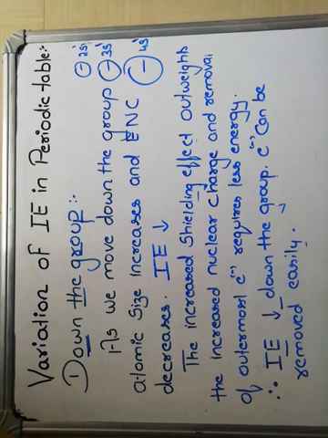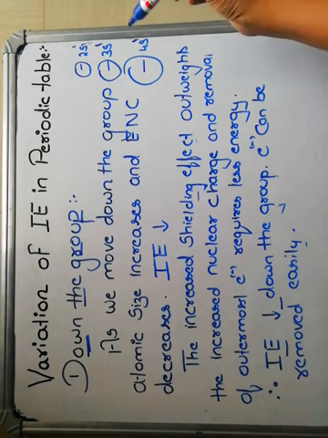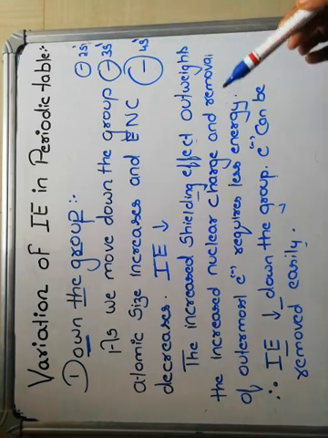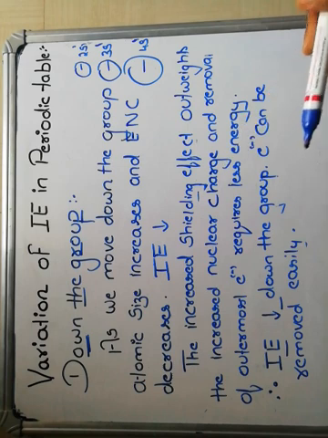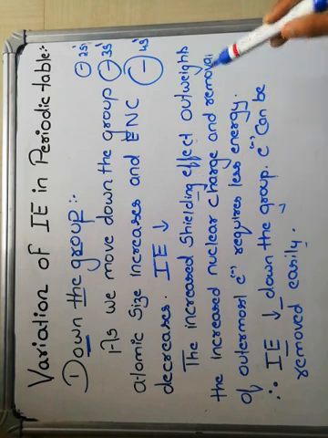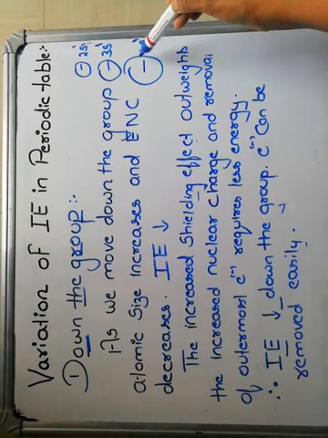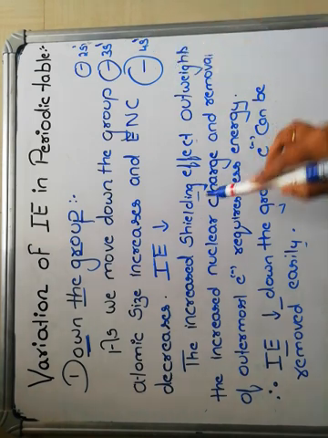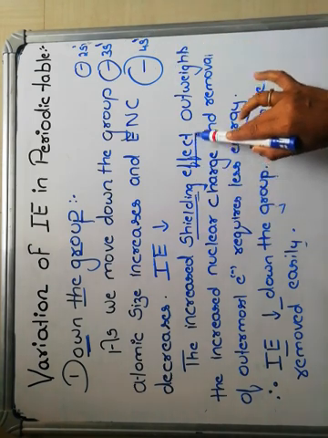Now one more concept, that is the shielding effect. If the inner electrons are more, then the outer electrons can be removed very easily. So as we move from lithium, sodium, potassium, rubidium, what happens to the atomic number? The atomic number increases. Atomic number is nothing but the nuclear charge. So the nuclear charge is increasing, but the inner electrons are also more. When the inner electrons increase, the shielding effect is more.